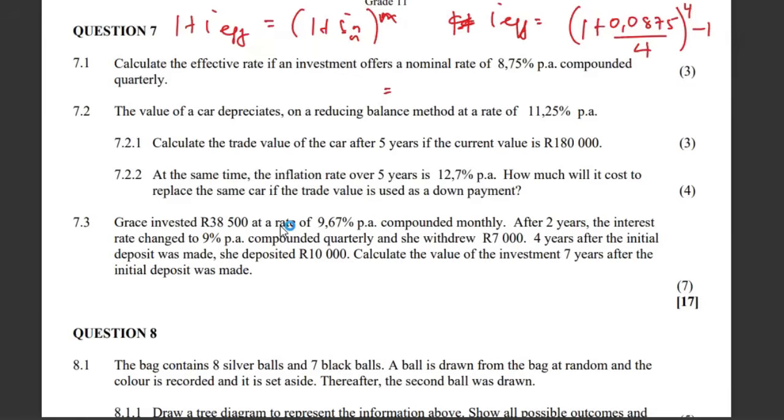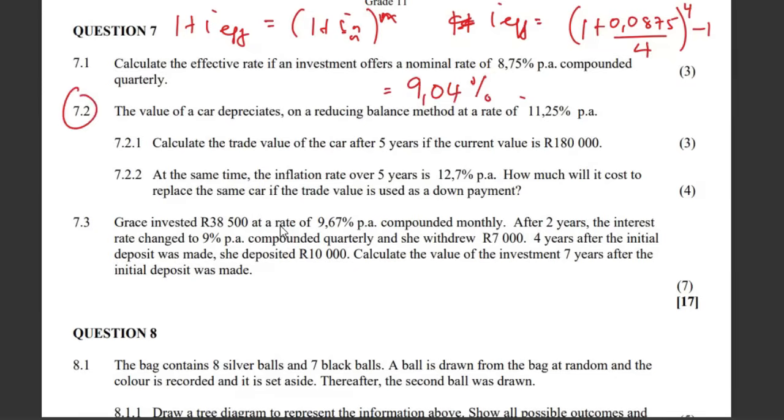So 1 plus 0.0875 over 4, to the exponent of 4, and then we are subtracting 1. Okay, so I'm getting 0.0904 something. When I multiply that by 100, this gives me 9.04%, which is just around the 8.75 mark.